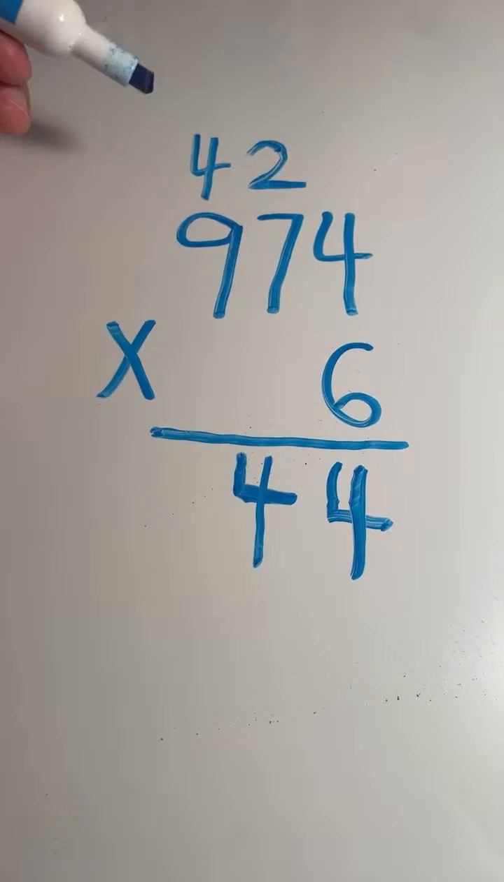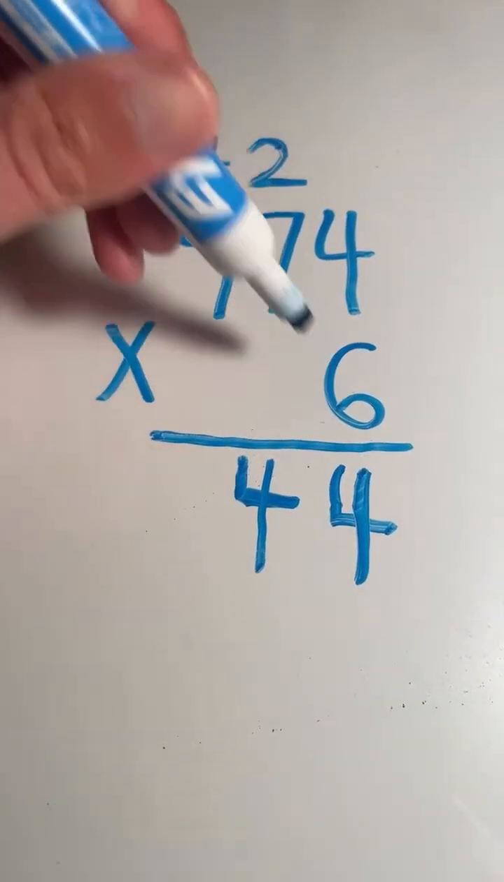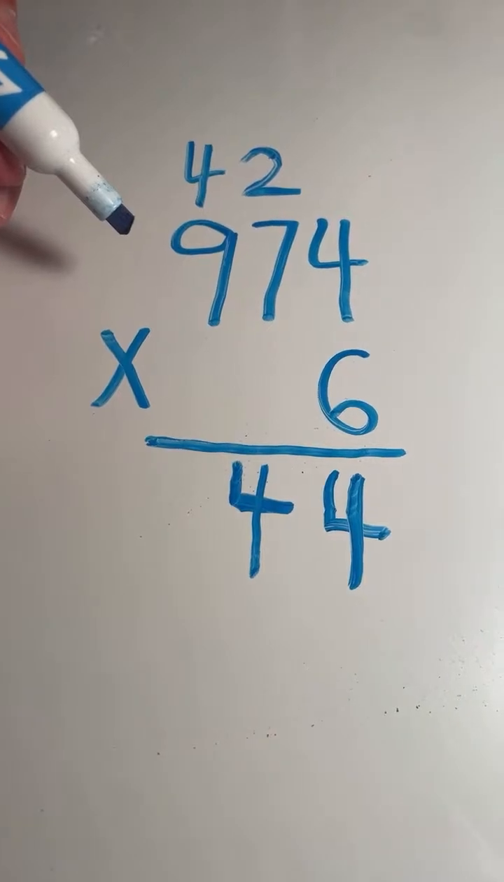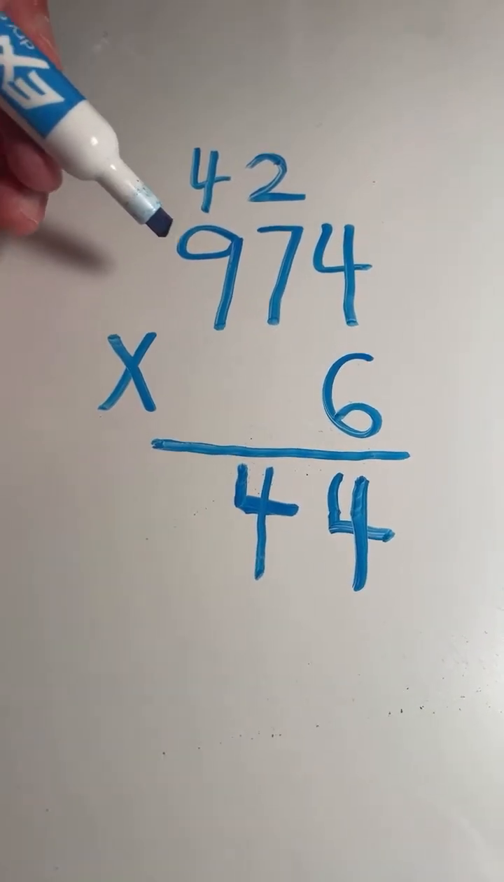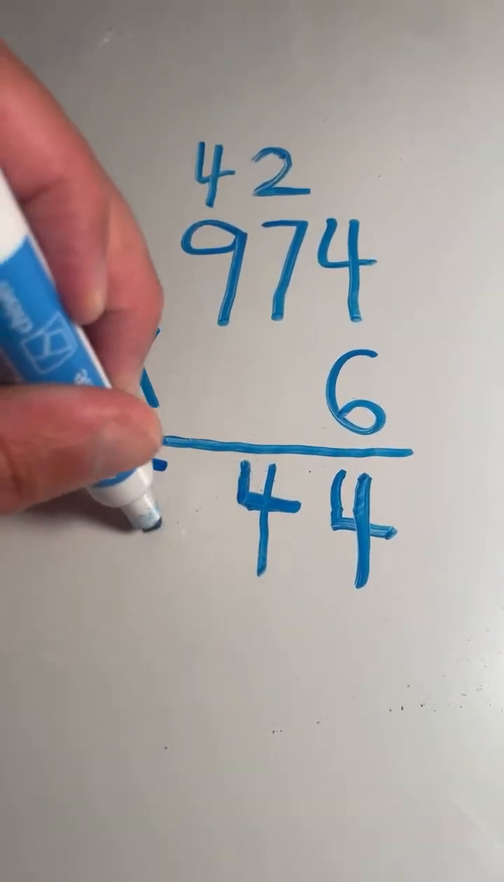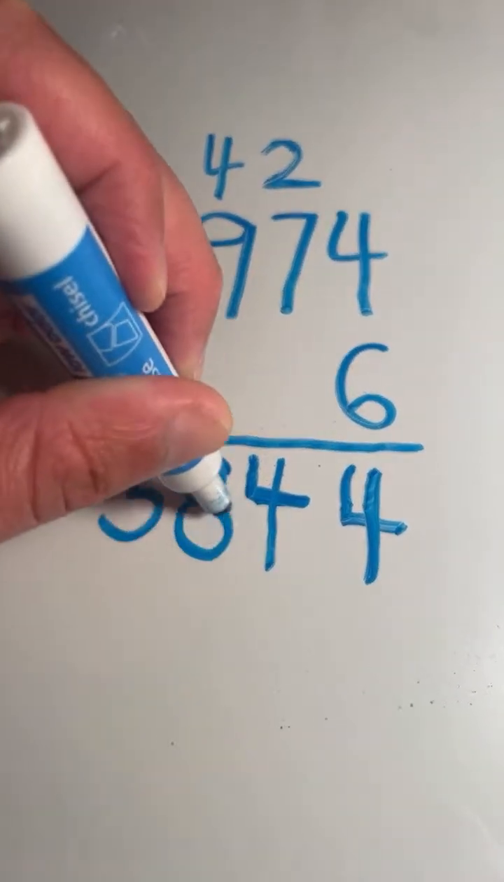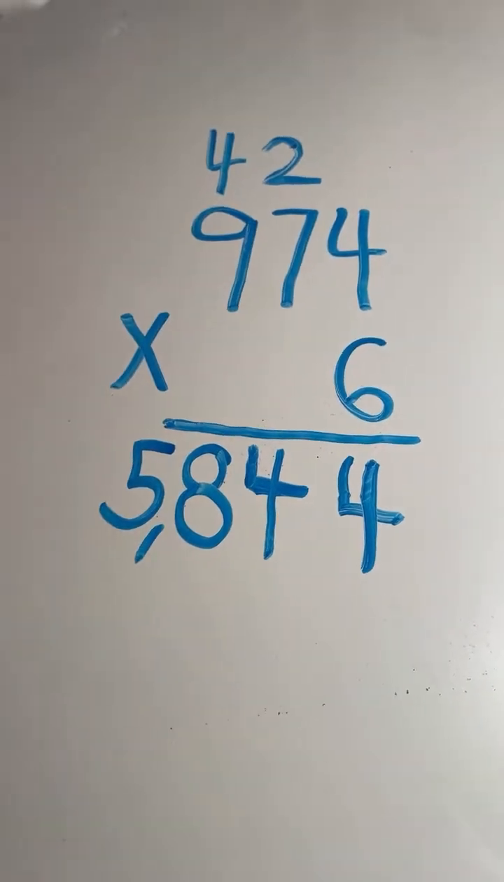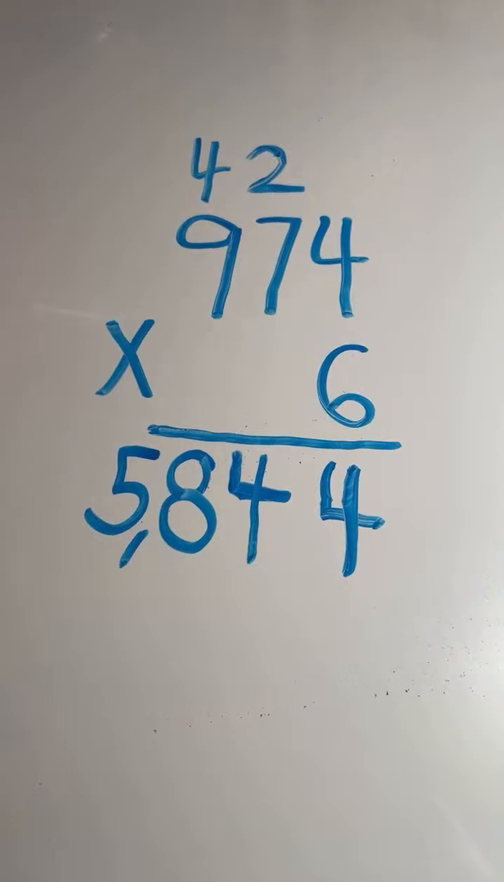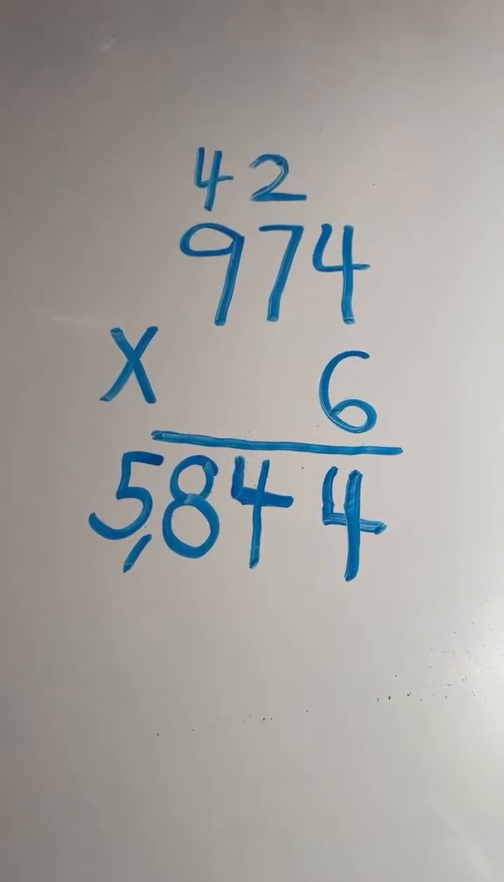So next, we multiply 9 times 6, and then we have to add the 4 that we carried over. 9 times 6 equals 54, plus 4 equals 58. And we have our final answer, 974 times 6 equals 5,844.